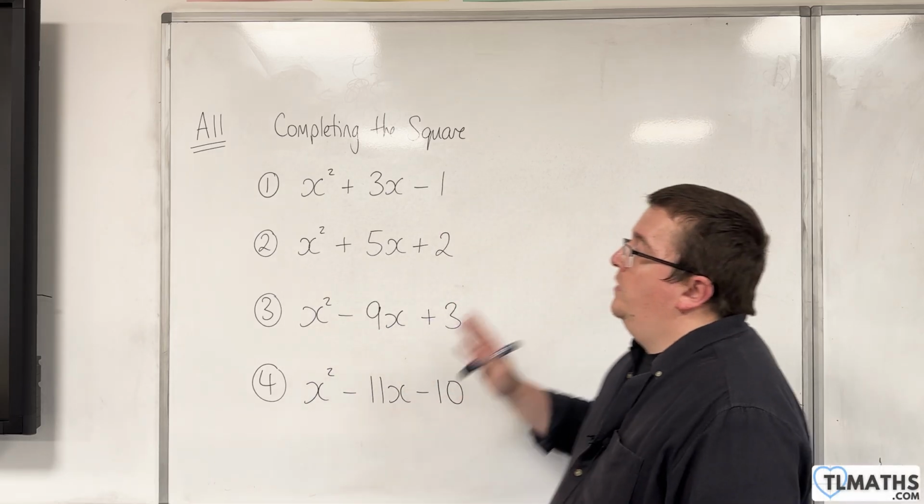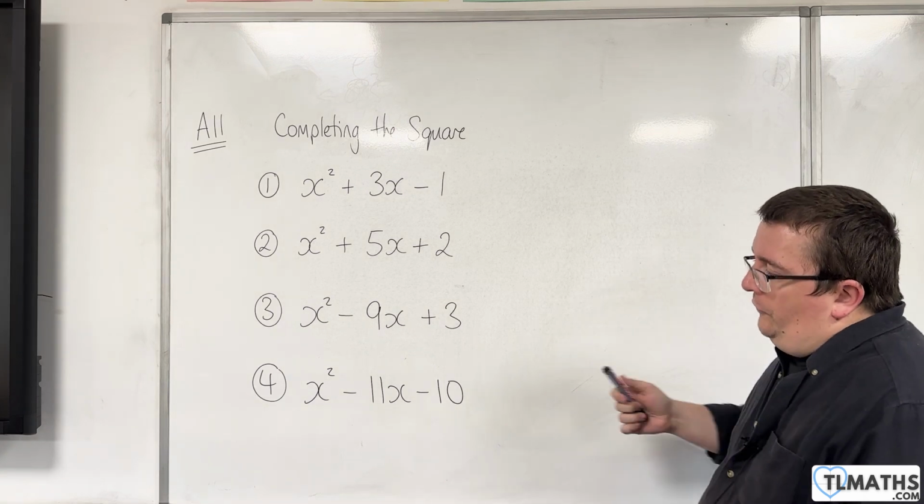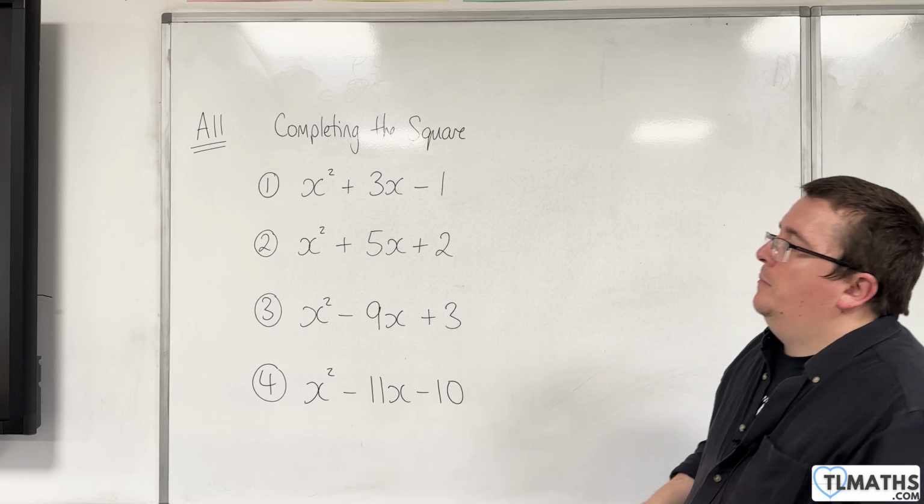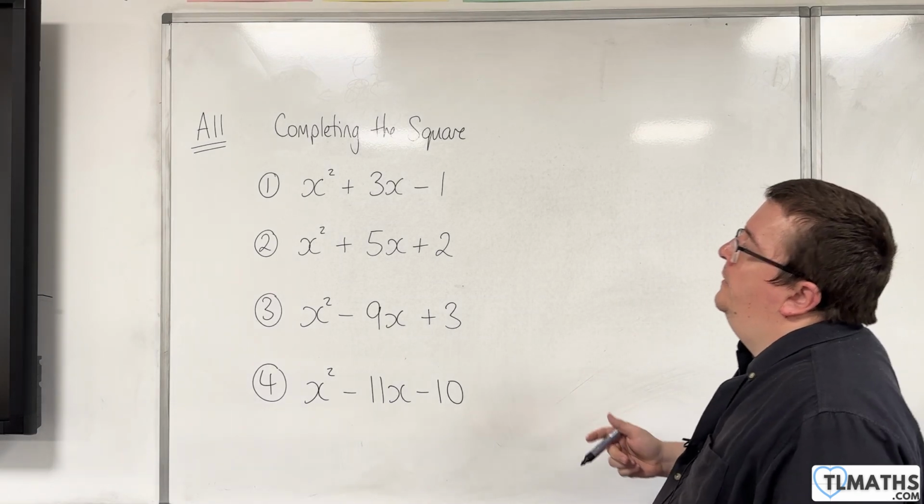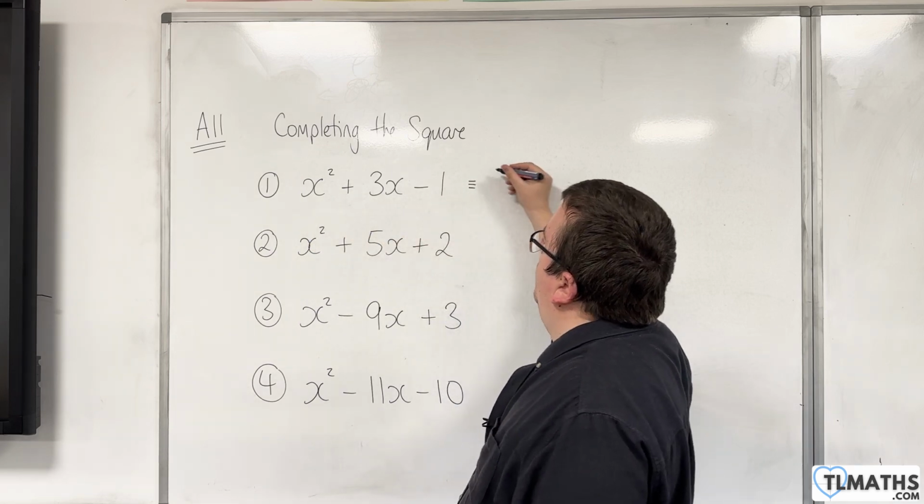So in this video, we're going to go through 4 more examples of completing the square. And this time I've made sure that the coefficient of x is an odd number. So this time we're going to be dealing with some fractions. So for our first one, we have x squared plus 3x take away 1.